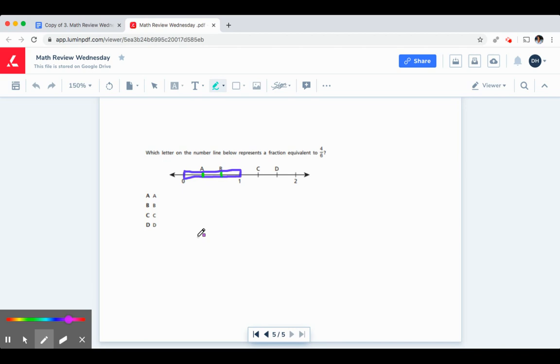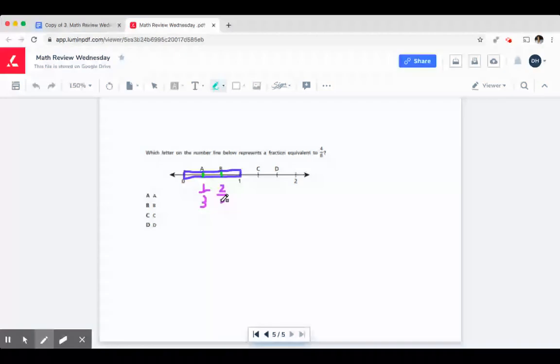So now we're able to label those hatch marks. What fraction should I label A as? Right, it would be 1/3. What fraction should I label B as? 1/3 plus 1/3 is 2/3. And 2/3 plus another third is 3/3, which is the same thing as 1 whole.